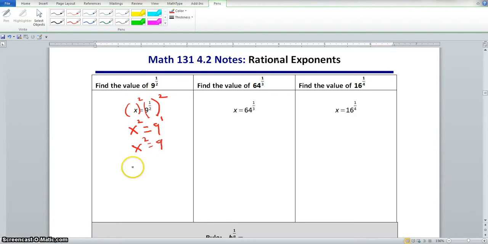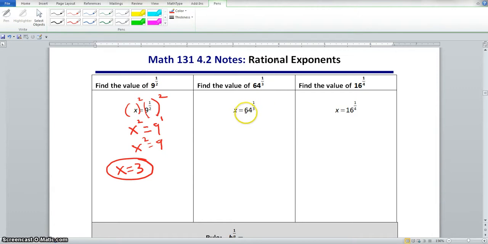Now, if we took x to the second power is equal to 9, we know 3 to the second power is 9, so we'll just have x is equal to 3. So that is what x is equal to when x equals 9 to the 1/2, which is x equals 3.